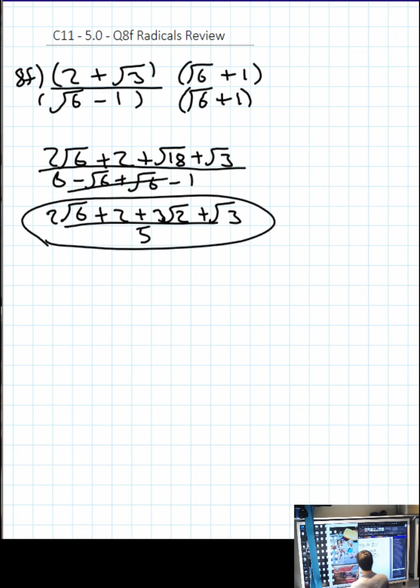So again, rationalize the denominator, either multiplying the top and bottom by the root in the denominator or multiplying the top and bottom by the conjugate of the root in the denominator.